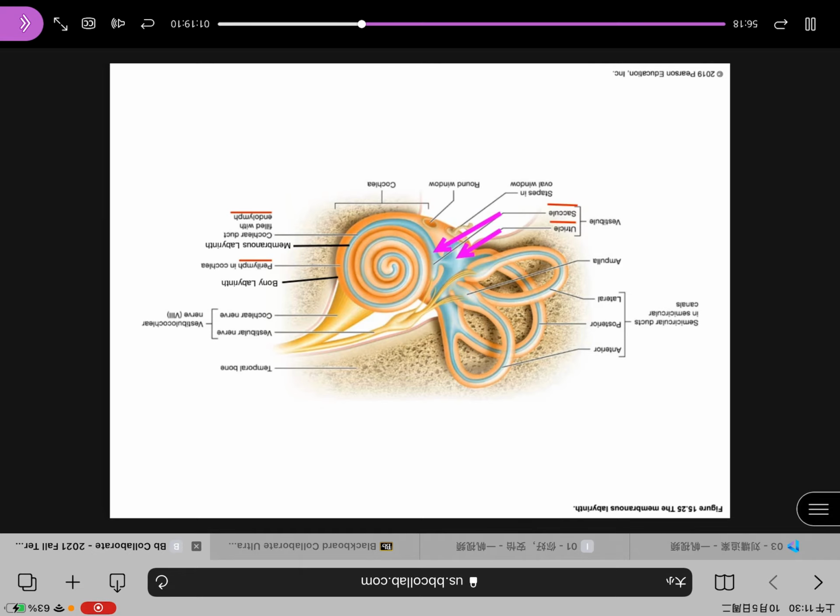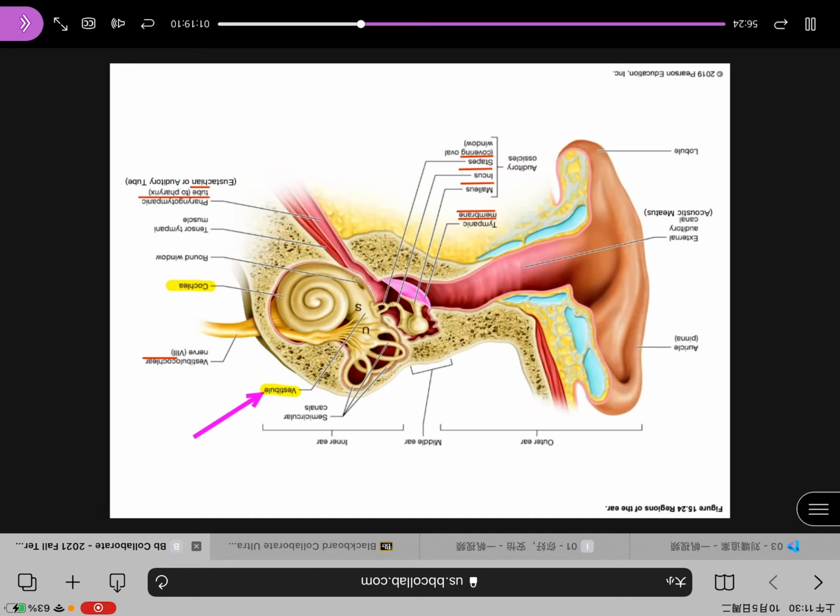So let's go back to my figure here for the inner ear. Okay, going back to the larger picture here. And you see right there, we talked about the cochlea, we talked about the vestibule, but we have one more part here, and it's those canals that you see there that look like rings. The canals that look like rings, let me highlight the word.